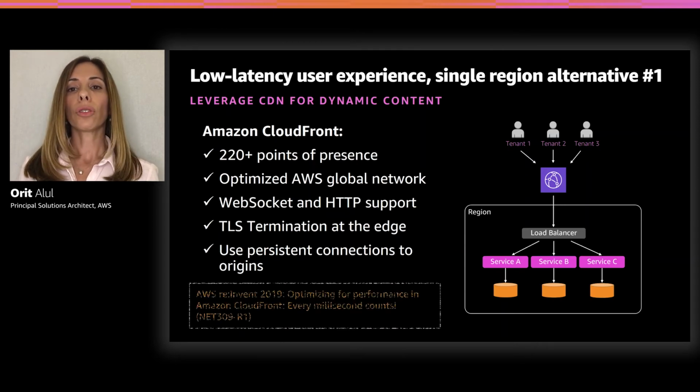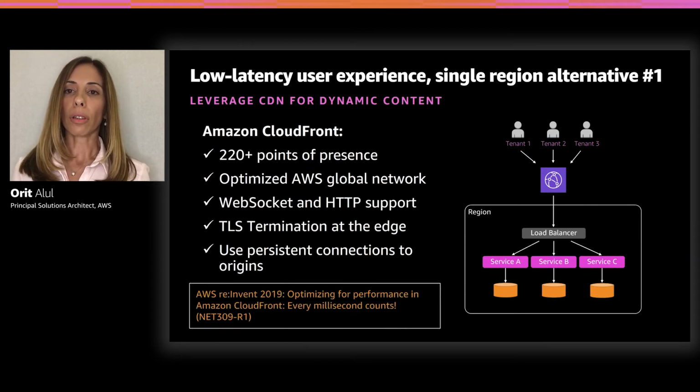I encourage you to check last year's re:Invent session of Tinder's use case, who demonstrated TLS handshake latency reduction from 3-digit milliseconds to 2-digit milliseconds, which is pretty significant. Amazon CloudFront supports WebSocket and HTTP protocols. This can be relevant for applications such as gaming applications, productivity tools, e-commerce websites, and many more.